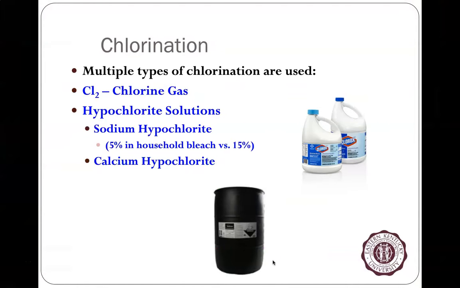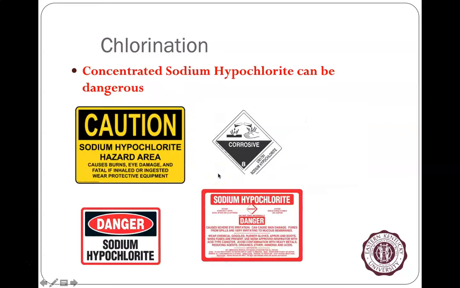All right, so when we do disinfection, there are a few different types of disinfectants out there. There's chlorine gas. There's hypochlorite solutions, like bleach, which we can buy in drums. Sodium being the most common one, but you can also order calcium hypochlorite. Concentrated sodium hypochlorite can be dangerous. I've had to lug those drums downstairs into a clear well, back in the day.